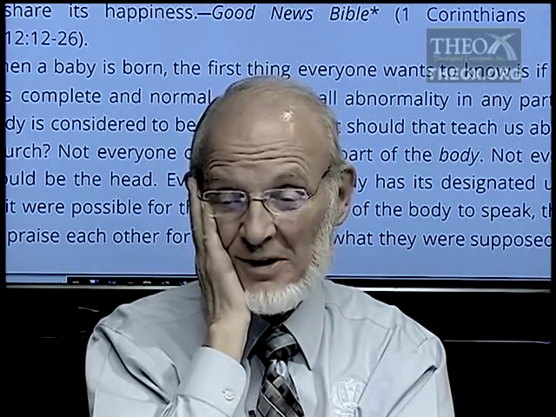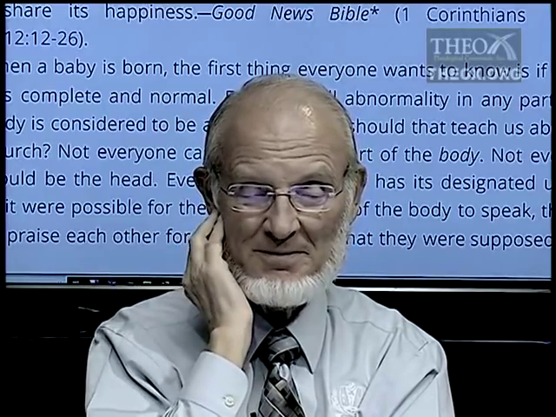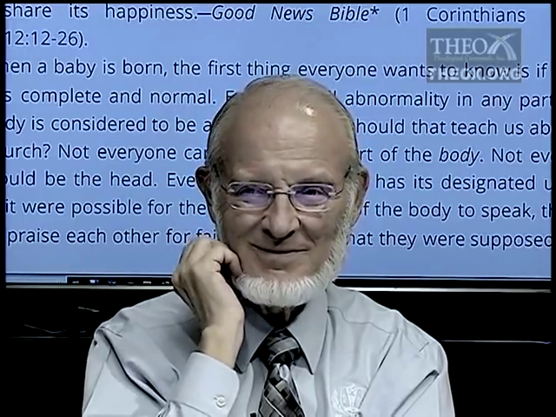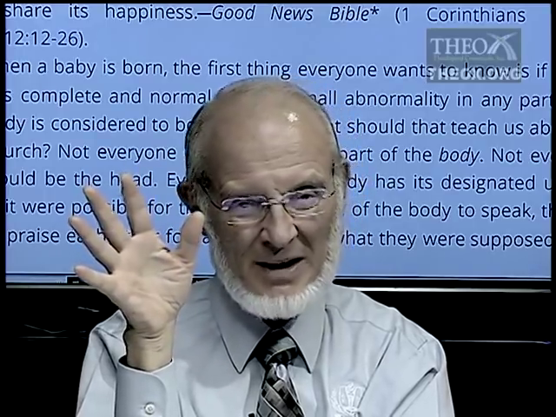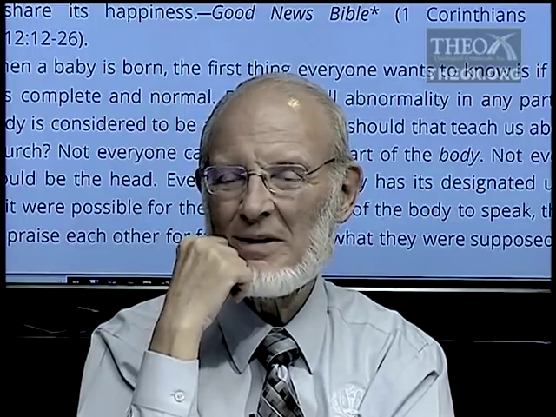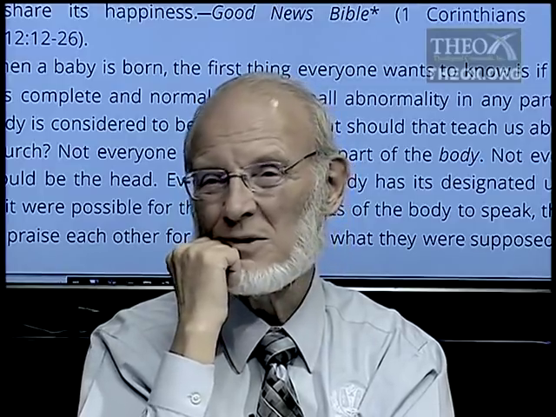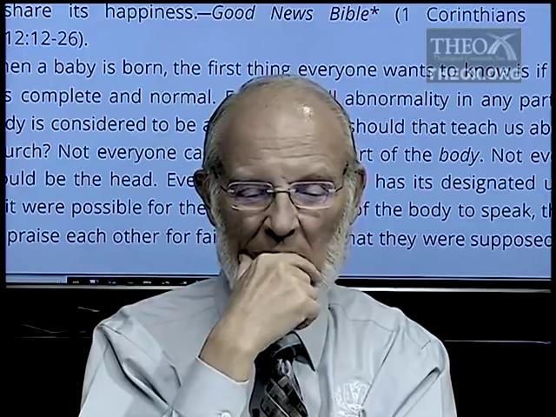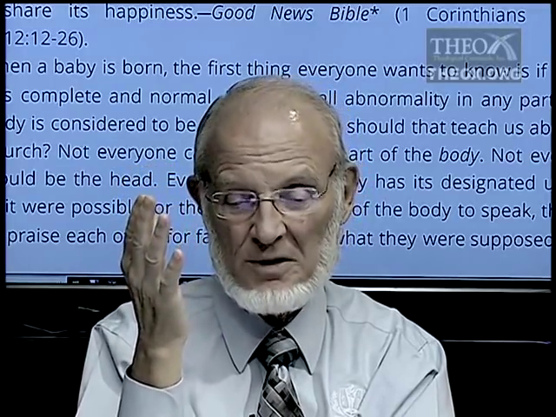Well, let's give another illustration. When a baby is born, the first thing everybody wants to know is, is it normal? Are there 10 fingers and 10 toes? Even a small abnormality, and I can tell you there are some tribal areas in Africa where it's fairly common for children to be born with 6 fingers and 6 toes. 12 and 12. So, even a small abnormality in any part of the body is considered to be a disaster.